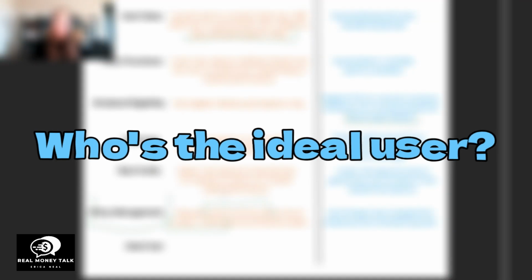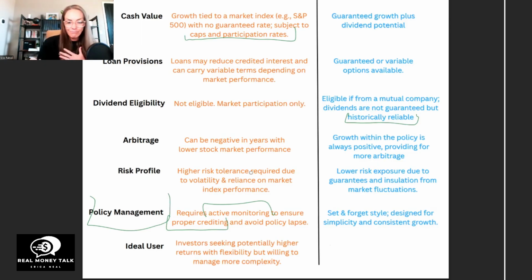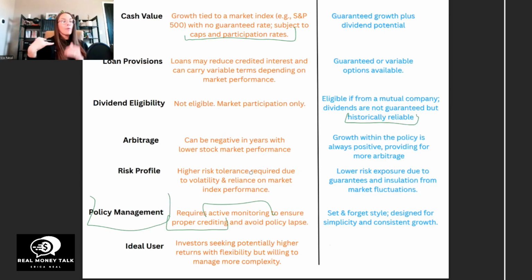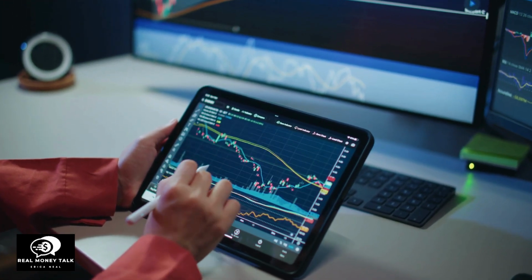Now, who's the ideal user? Again, no good or bad tool. I'm not saying yay or nay. I just wanted everybody to have the information that they need to make a fully informed decision. The ideal user for an IUL policy is an investor, somebody who is seeking high risk, high reward. There is flexibility, but you're willing to manage more complexity. And when I say investor, I'm specifically referring to people who are investing in like the stock market.